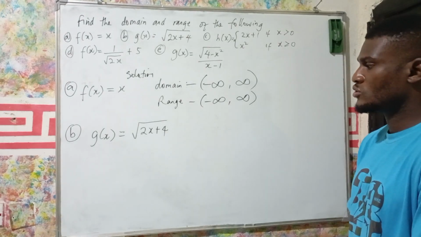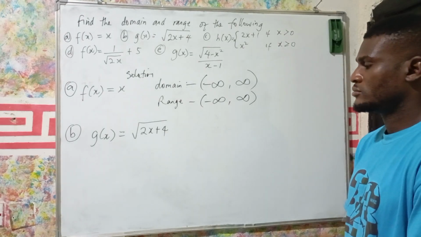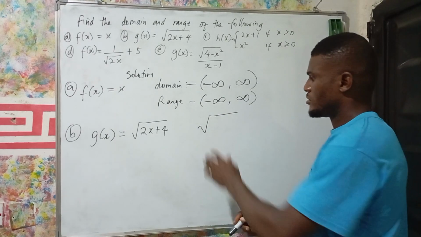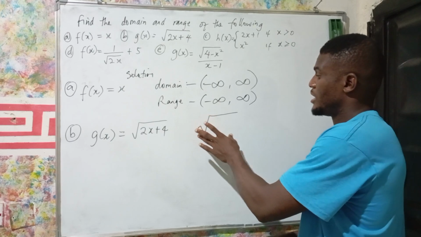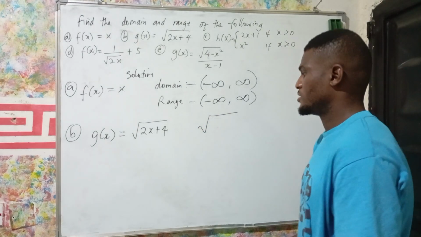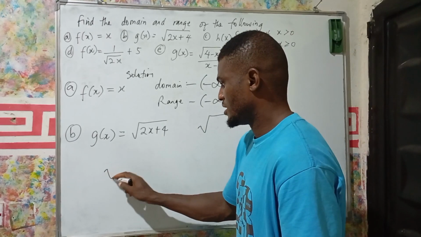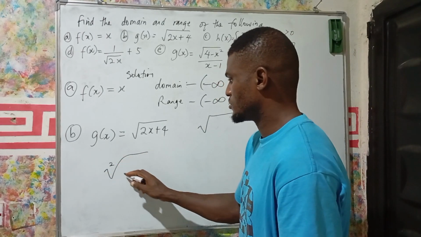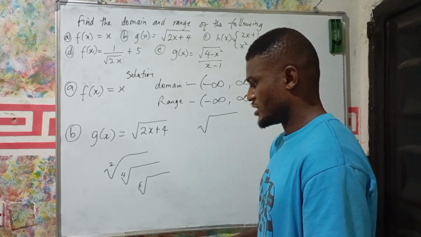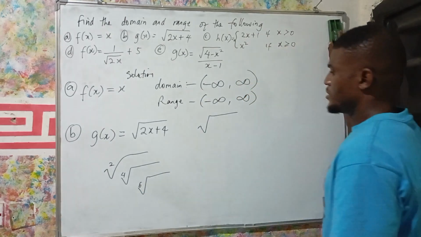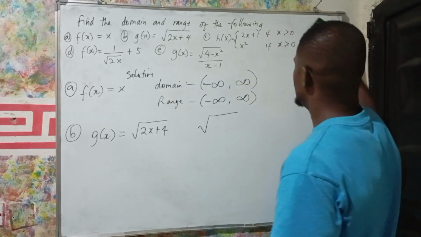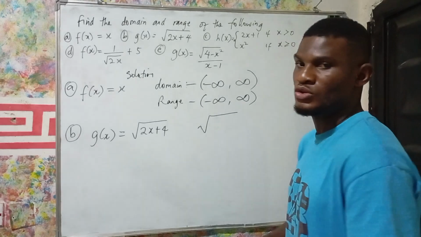And now what we need to take note of is that under an even root, a root whose power is even, for instance, square root is an even root, fourth root is an even root, sixth root is an even root. Now this root, the value that is inside of it should not be negative.